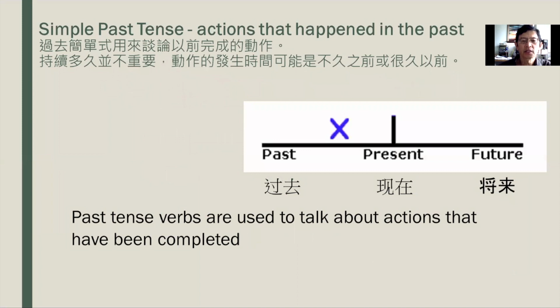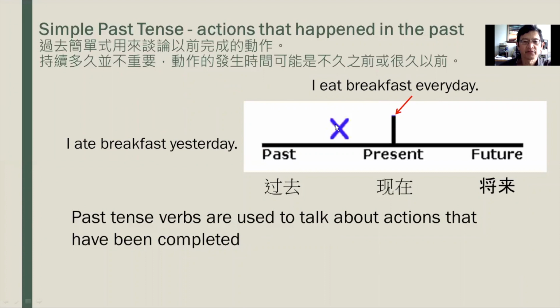Do you remember this slide from lesson 5? Past tense verbs are used to talk about actions that have been completed. If you look at this timeline, the present is here, and this is the past. For things that happened here in the past, you need to use verbs that are in the past tense. English has verbs for the past tense. So in English, if you were in the present tense, you would say, I eat breakfast every day. That's the present tense. The past tense would be, I ate breakfast every day.